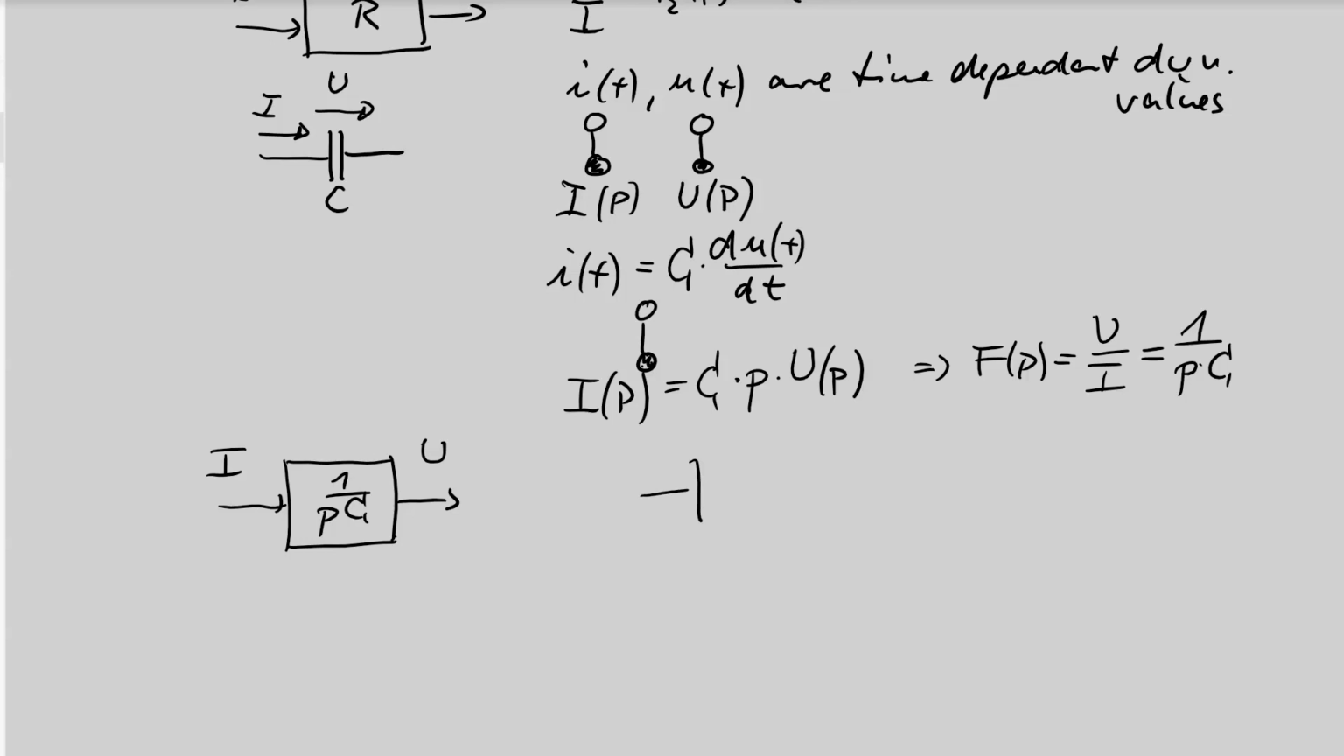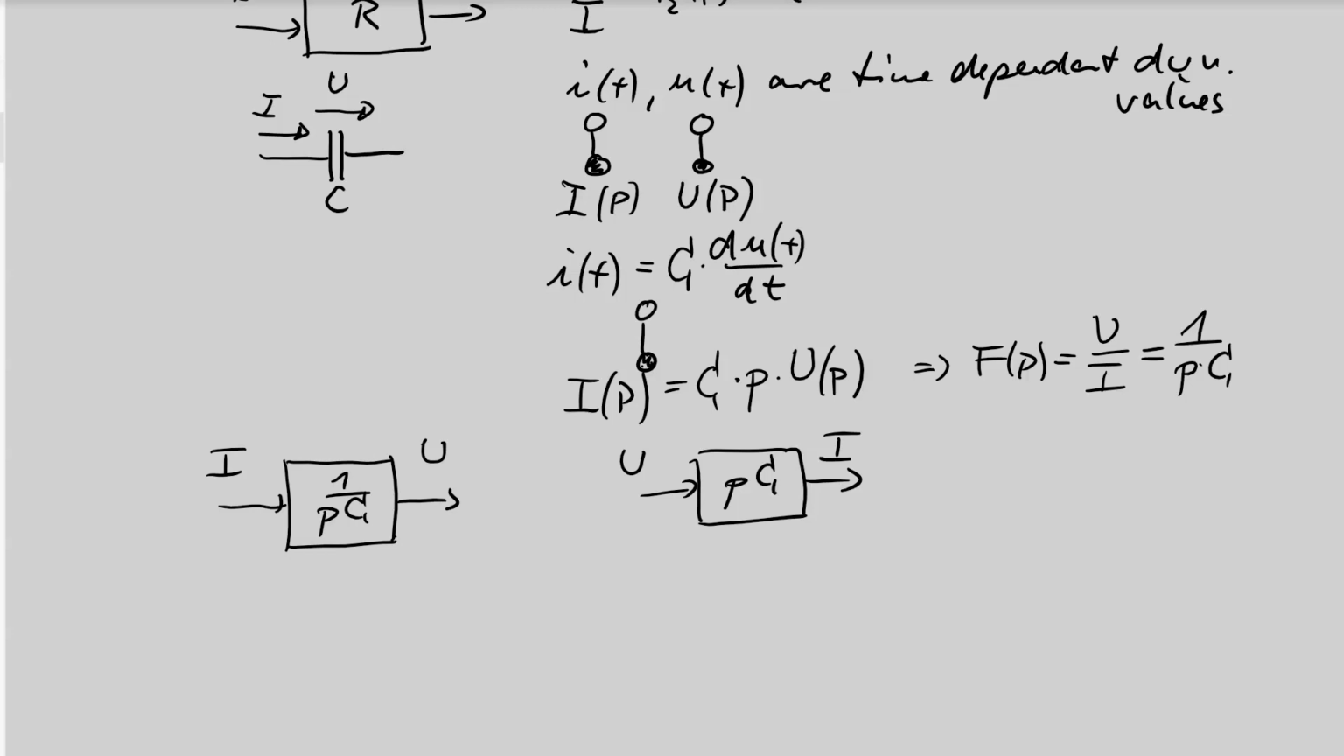The second version is the opposite application: if I have a voltage over a capacitor and I want to have the current as the output, then I can write the signal block diagram in this way. U is input, I is output, and I is p times C times U. So depending on the application, you have two different possibilities to replace a capacitor with a signal block diagram element.